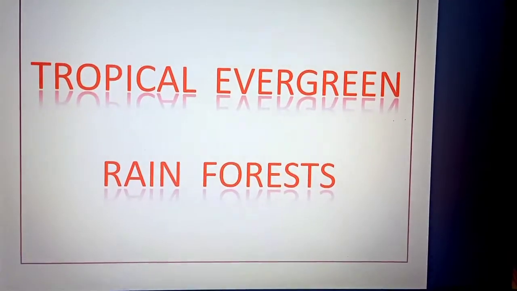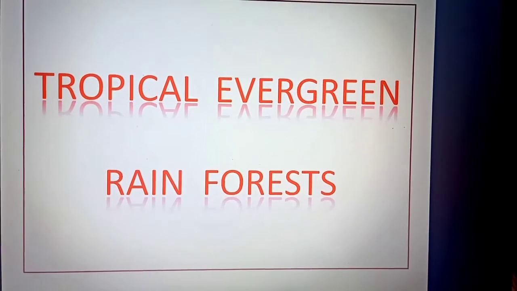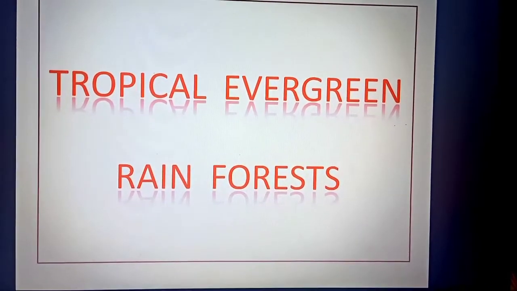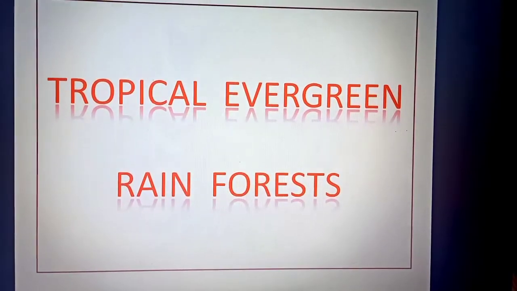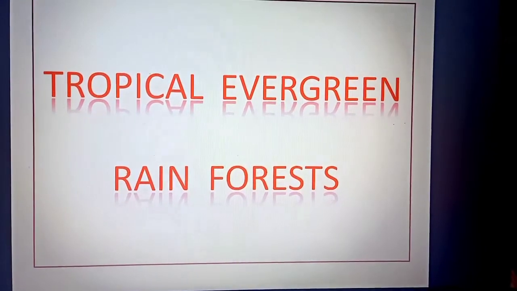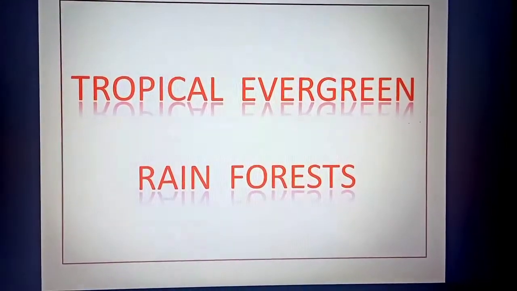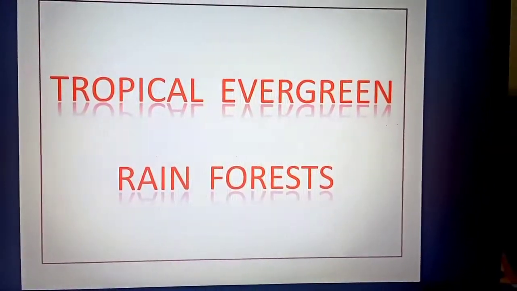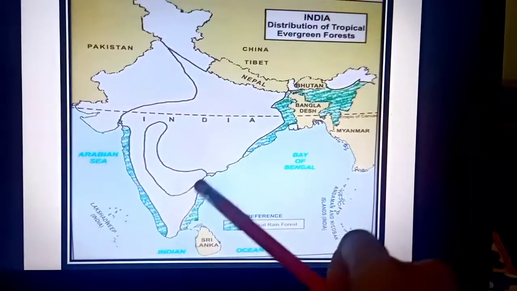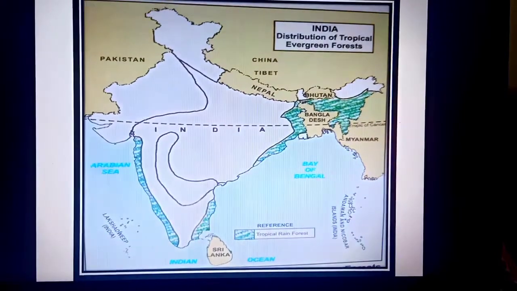First one in the list of vegetation in India is tropical evergreen rainforest. Now students, this type of forest grows in India or anywhere in the world where there is very good amount of rainfall. They are evergreen because the trees do not shed all their leaves altogether. They shed their leaves but little at a time. Look at the map. So these are the areas in India where we find tropical rain forest.